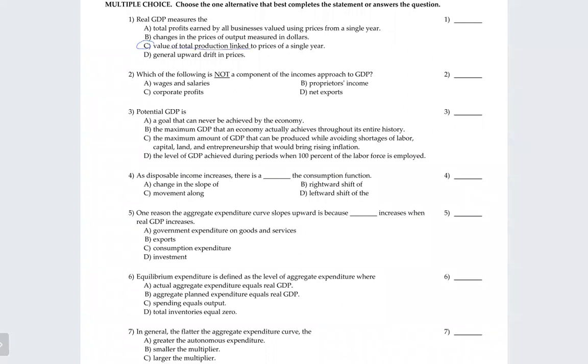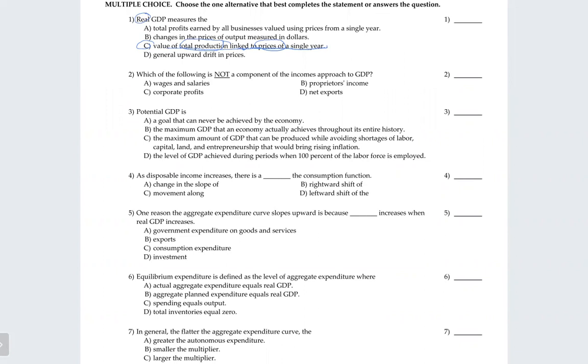Value of total product linked to the price of a single year. There are two things. Number one, this is total production. And number two, think about the price, because this is not nominal GDP. If it's nominal GDP, then it's the value of total production at the current price. But here we emphasize this is a price linked to a particular year, to avoid the price change.